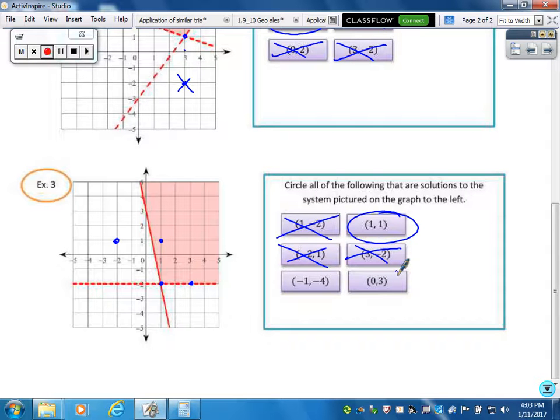How about -1, -4? So x is -1, y is -4. There it is. Definitely not. Not in the shaded area at all. What about 0, 3? Here's 0 on my x-axis. Here's 3 on my y. That's the y-intercept. It's on the border, and it's on a solid line. So that one is absolutely okay.